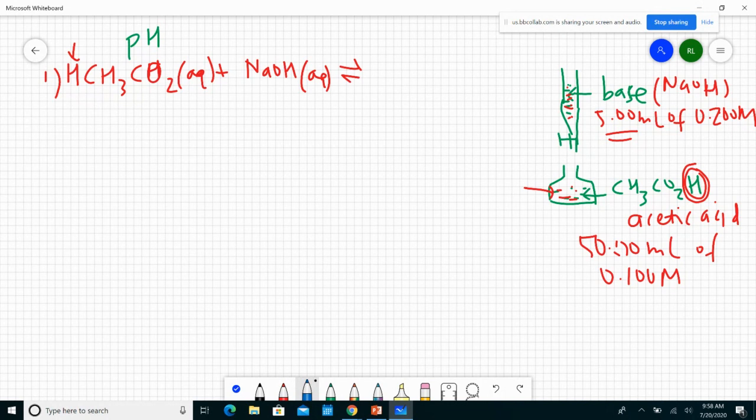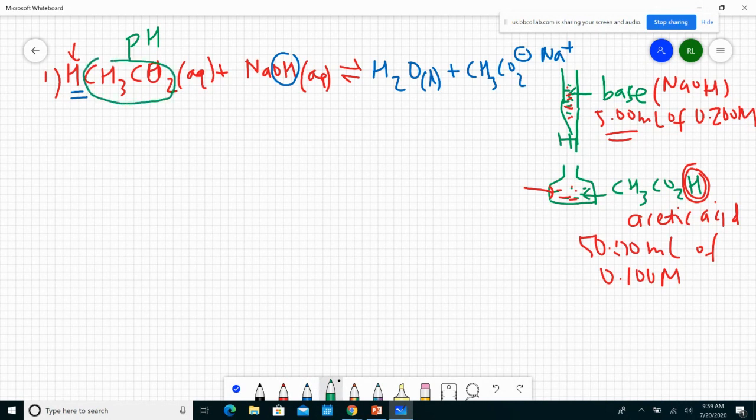So the first thing is I'm going to write my water, which I'm going to get from this H of the acid and then this OH. And then my salt. My salt is going to be CH3CO2 minus and then Na plus. All right, so it's easier to think about this as exchanging partners, right? So this is partnered with sodium and H partnered with the OH. That's how you get my product. So I'm done with step one.